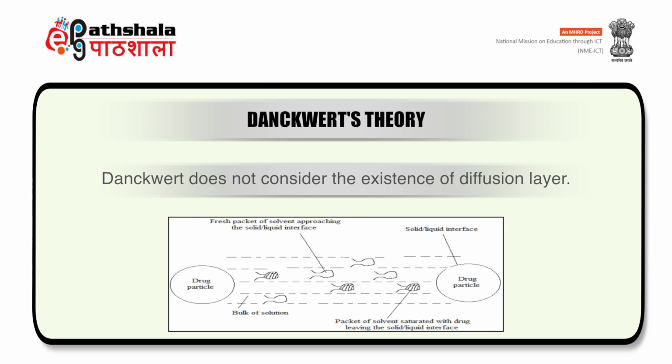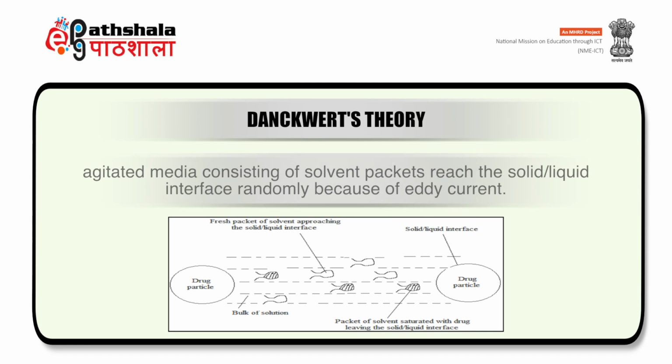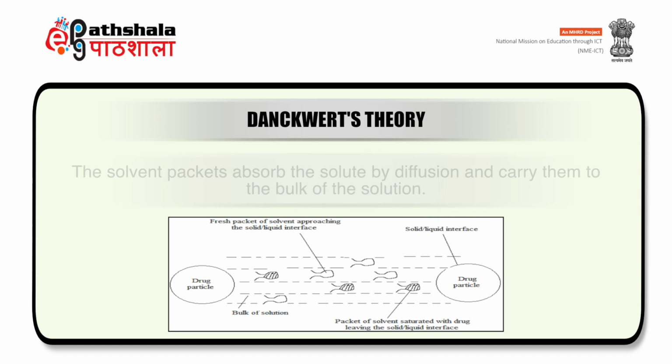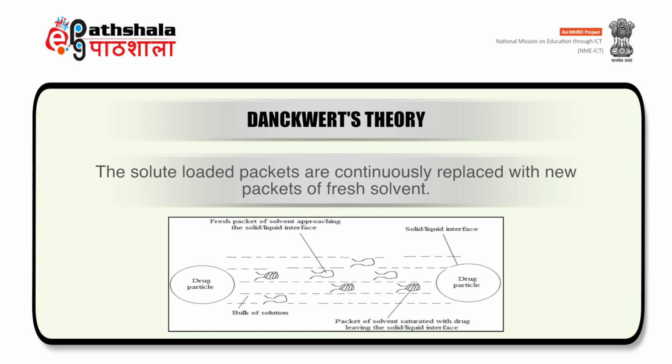Danckwerts does not consider the existence of a diffusion layer. As you can see from the diagram, he suggested that in the dissolution media, there is turbulence at the solid-liquid interface, because of which the agitated media consisting of solvent packets reach the solid-liquid interface in a random manner because of the eddy current. The solvent packets absorb the solute by diffusion and carry them to the bulk of the solution. The solute loaded packets are continuously replaced with new packets of fresh solvent.